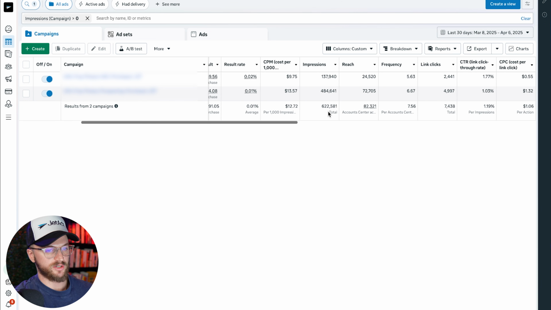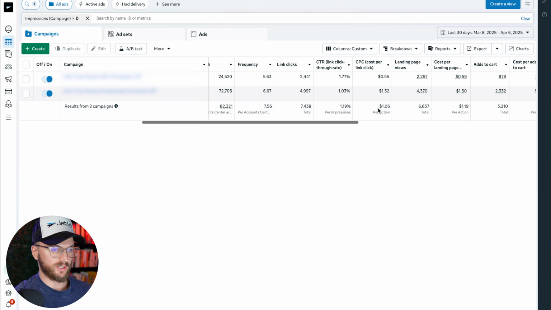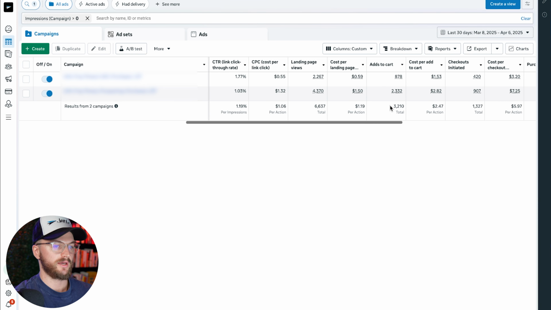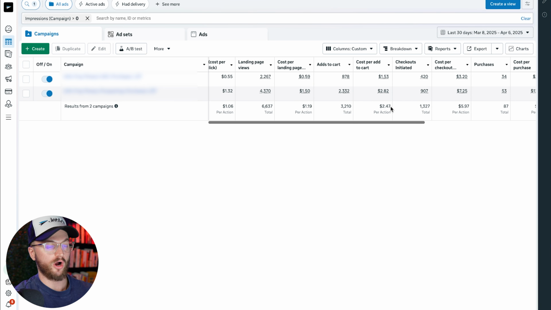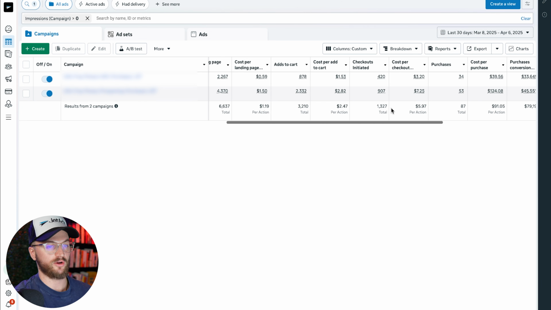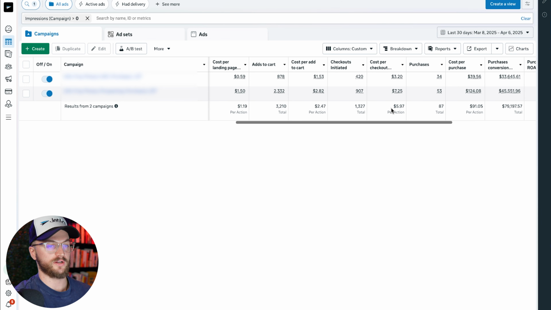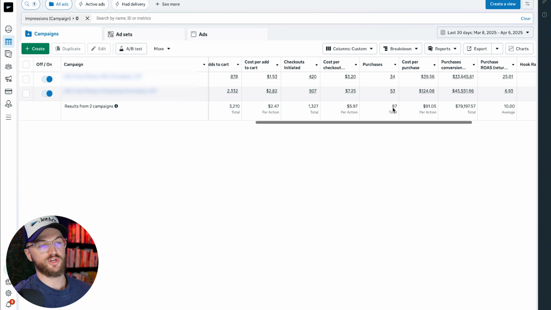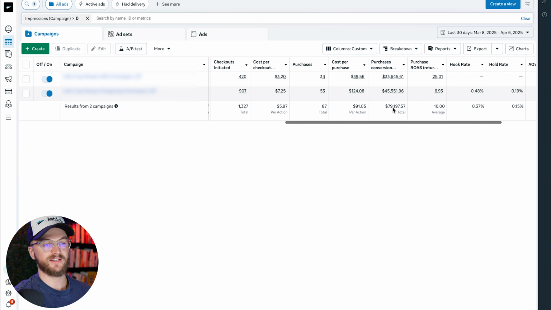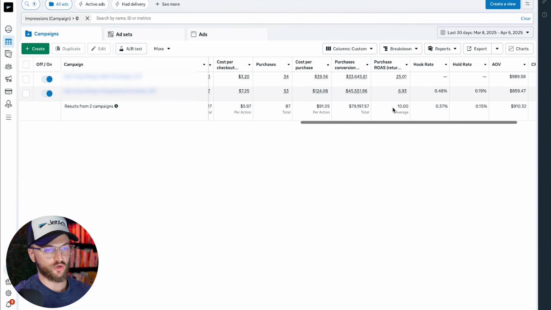So if we look at some different examples here, we can see in this case, for this brand, we spent $8,000, right? And you can see our cost per click here for a conversion-based campaign, which is what you always want to have your campaign set up for, is currently $1.06 cost per click. Now, if we keep on going over here, we can see our cost per add to cart is amazing. We have a $2.47 cost per add to cart, a $6 cost per checkout, and we have a $91 cost per purchase, which is giving us a ROAS of 10 currently, right?